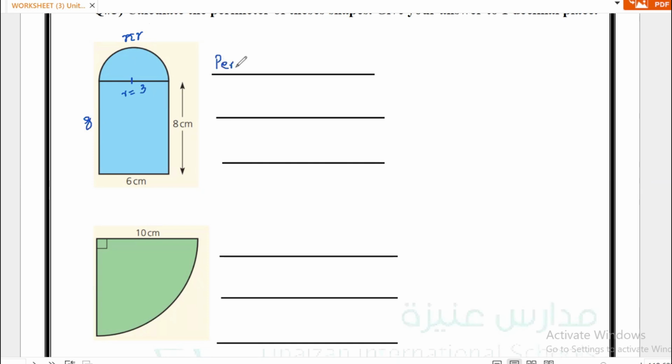And when we write perimeter, that means 8 plus 8 plus 6 plus pi r. That means 8 plus 8, 16 plus 6, 22. And r is 3.